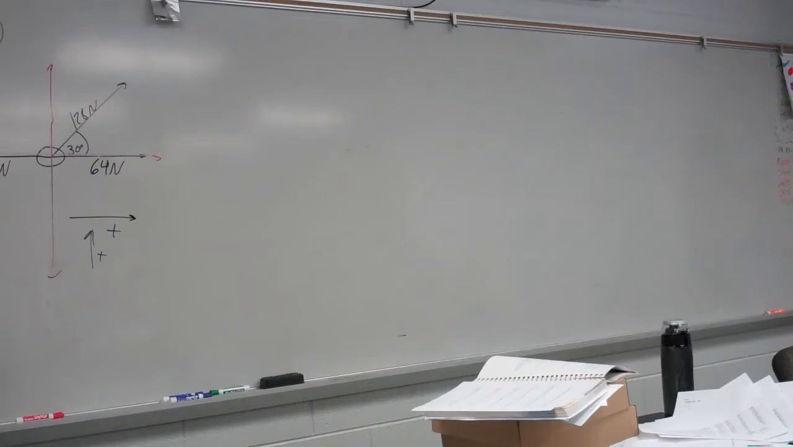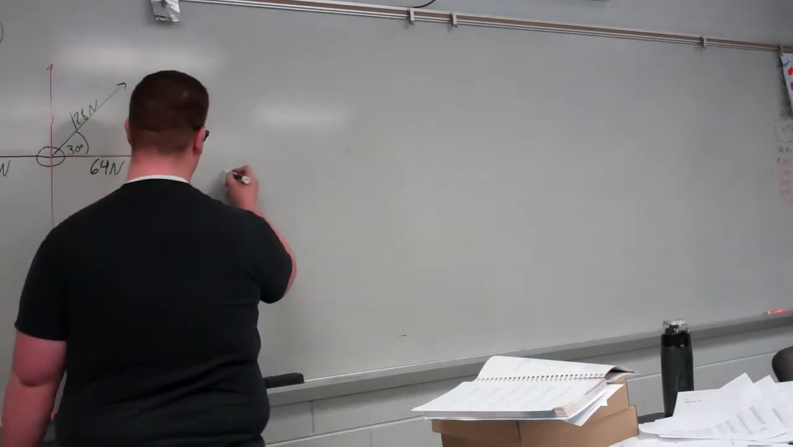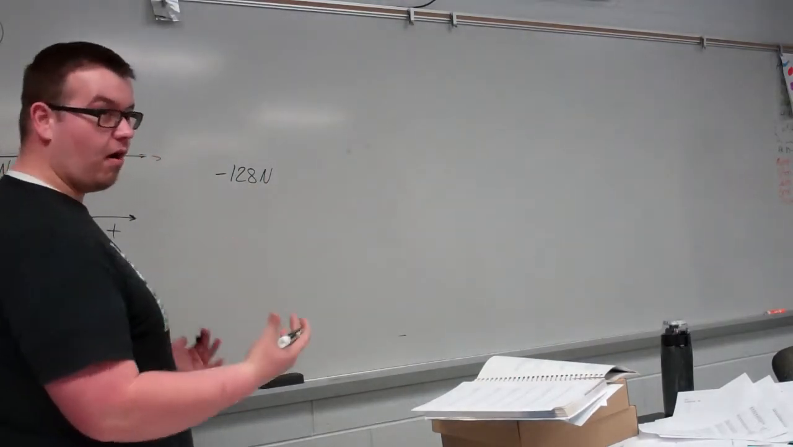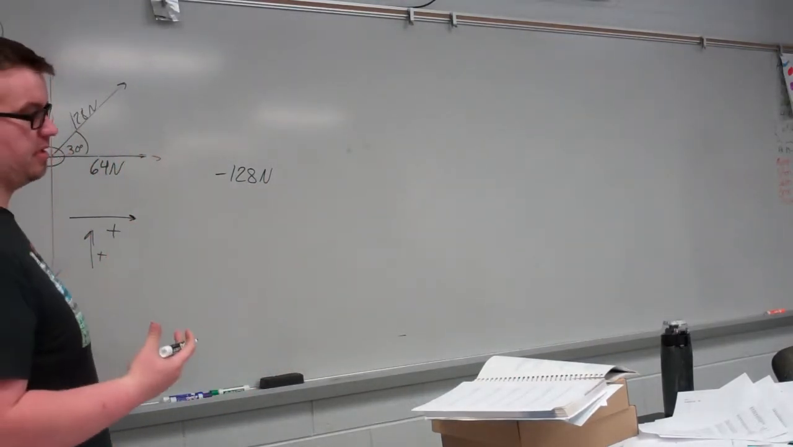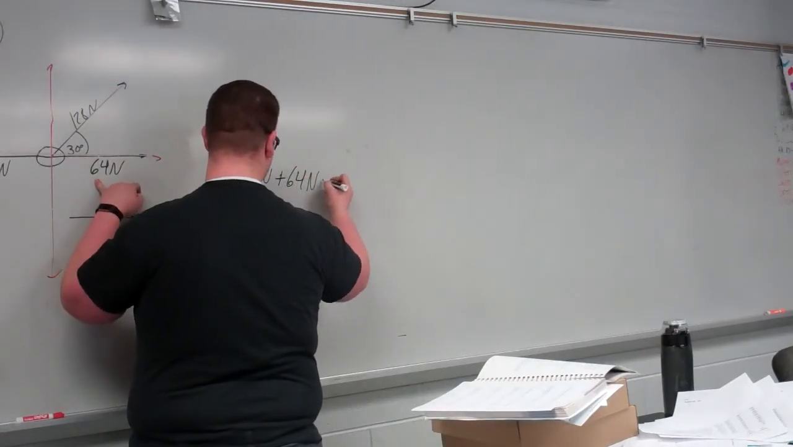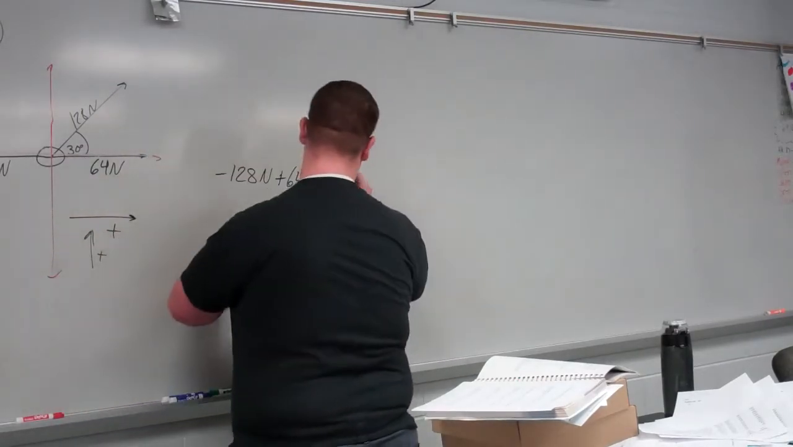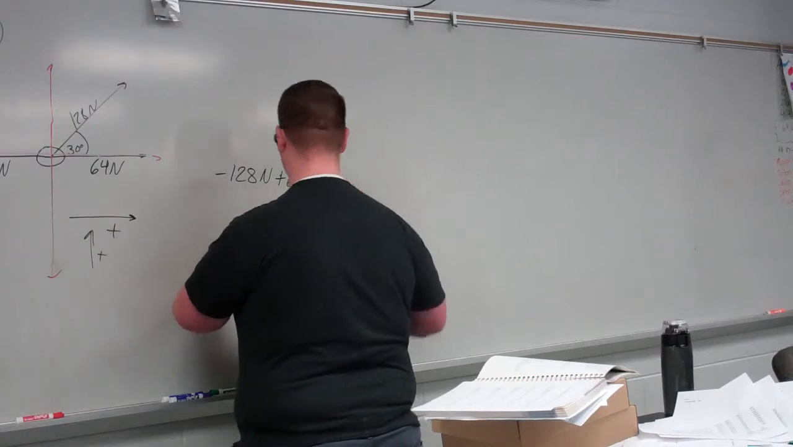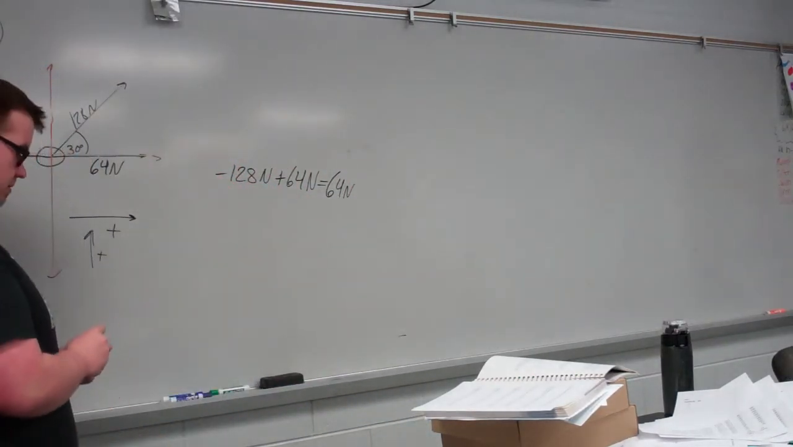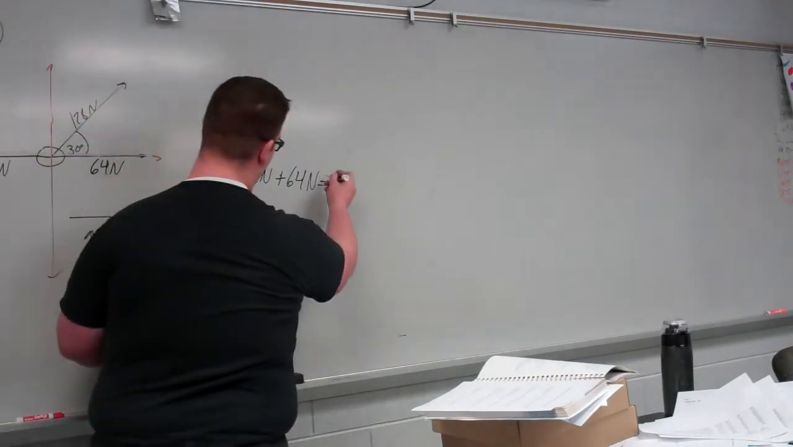You need to deal with these only in the directions that they're going. So X direction and Y direction. So we're going to deal with the X. I got a negative 128 newtons, and it's the summation of all of those forces. I got positive, so add 64 newtons, which will equal, if you do that in the calculator, negative 64 newtons. Yeah, sorry, my bad.